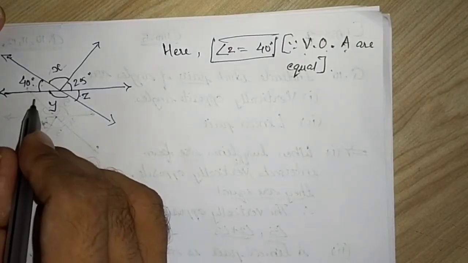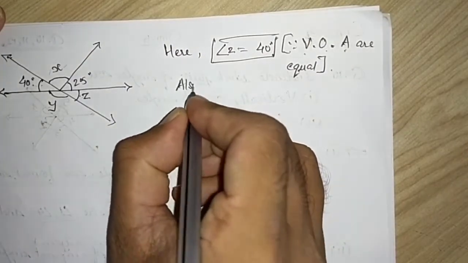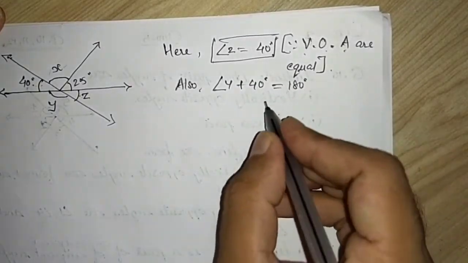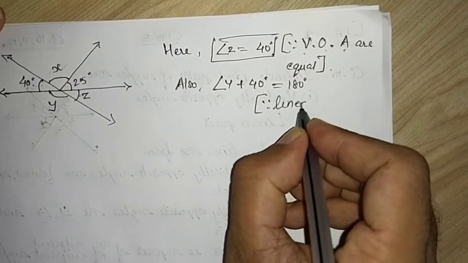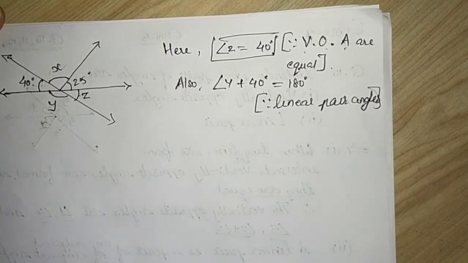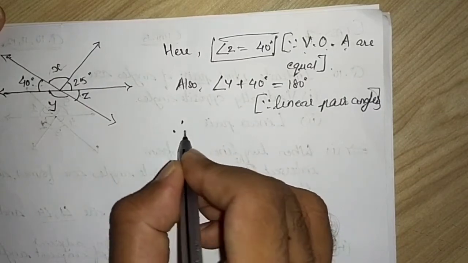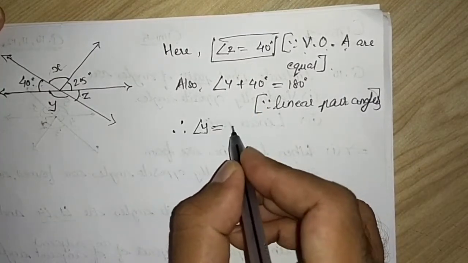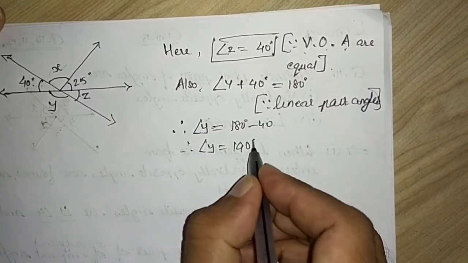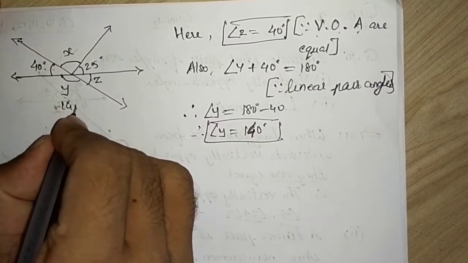Now also if you look, y plus 40, we will get 180 degrees. So we will write angle y plus 40 degrees is equal to 180 degrees, because linear pair angles, and what is the sum of linear pair angles? It is 180 degrees, because they are supplementary. So for y, we will take 40 that side, it will subtract, so angle y we will get as 140 degrees.